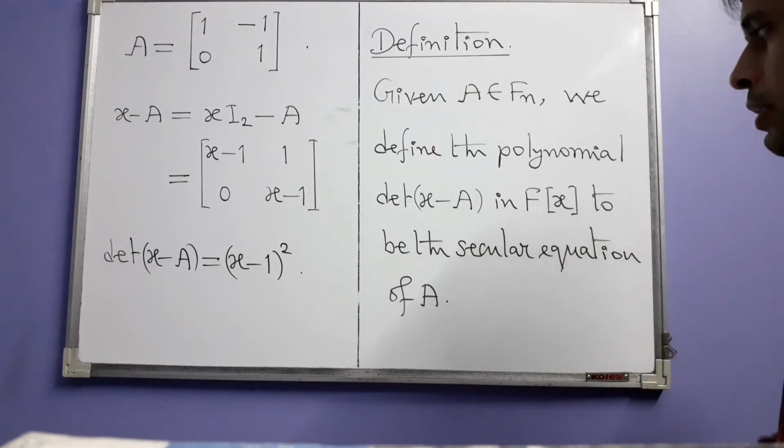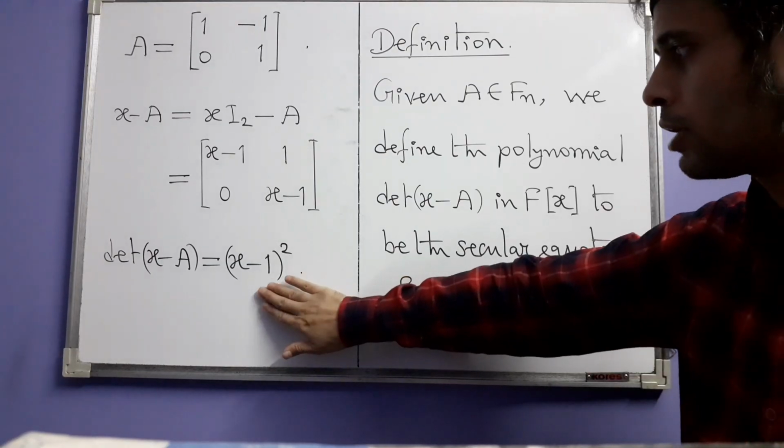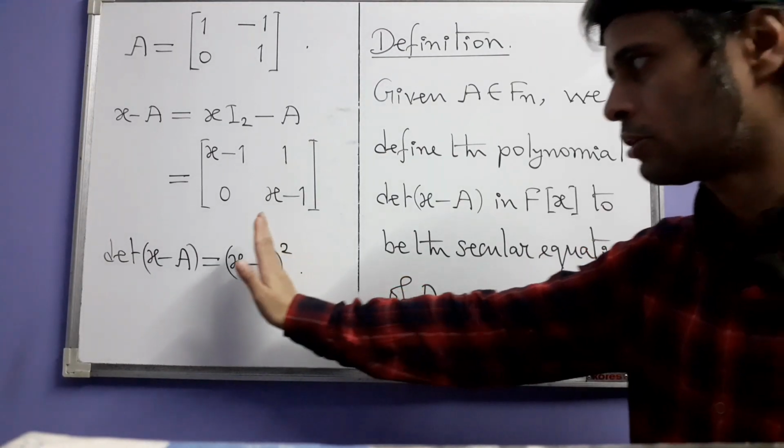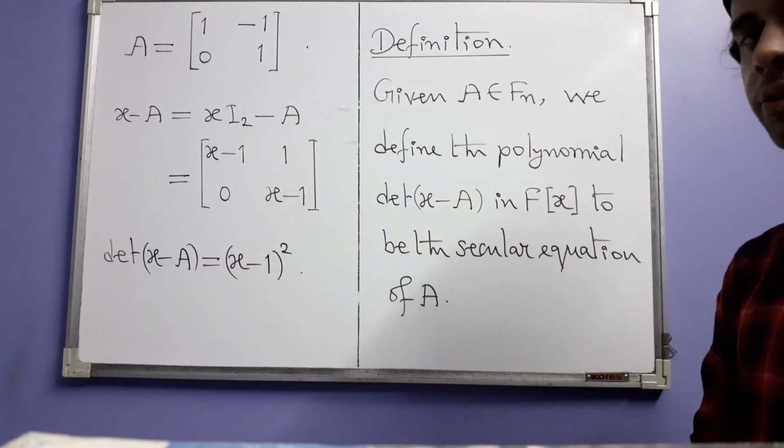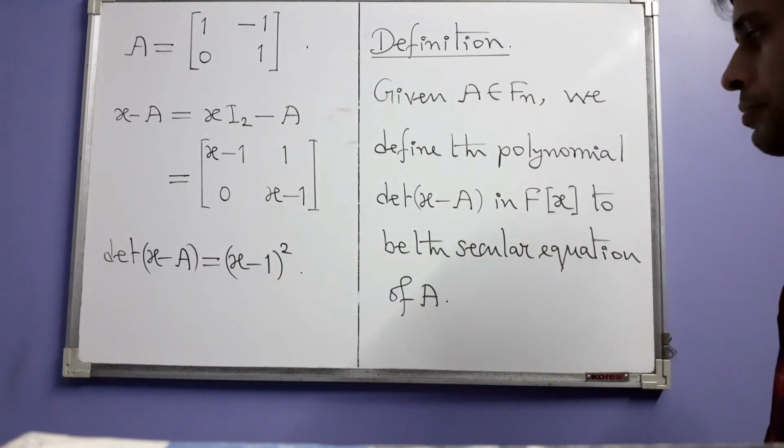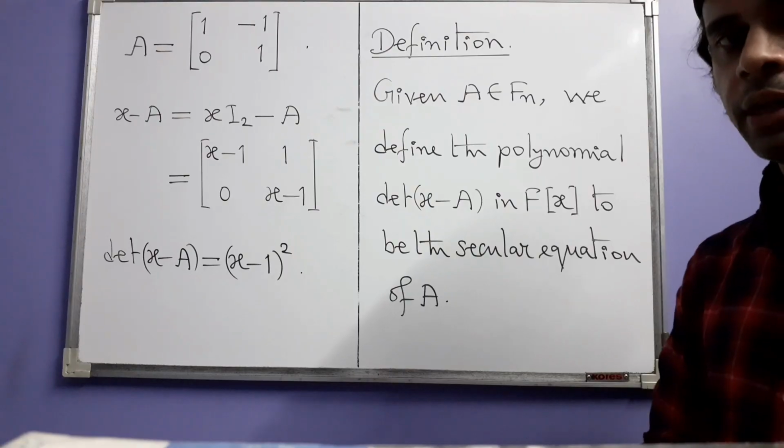That, for some reason, the author is calling the secular equation. We are not talking about an equation here. This polynomial itself is being called the secular equation of that matrix A.